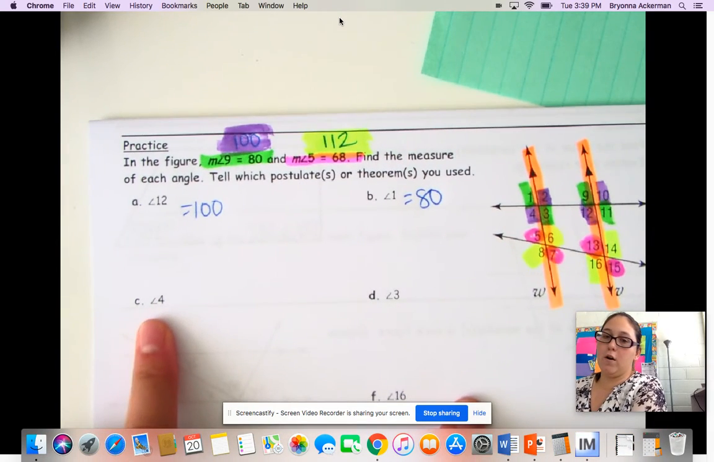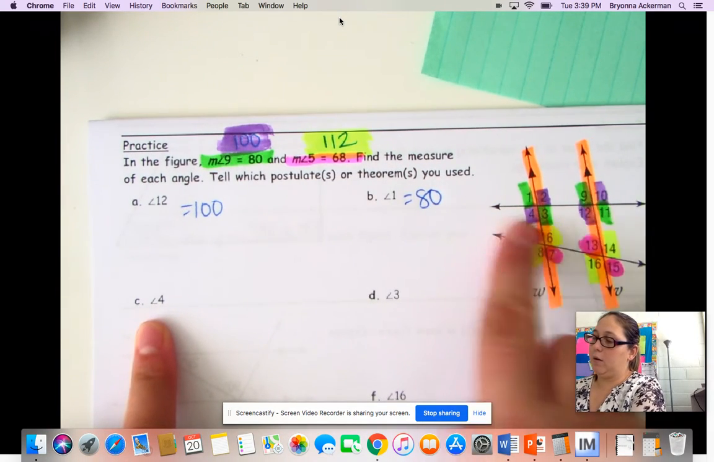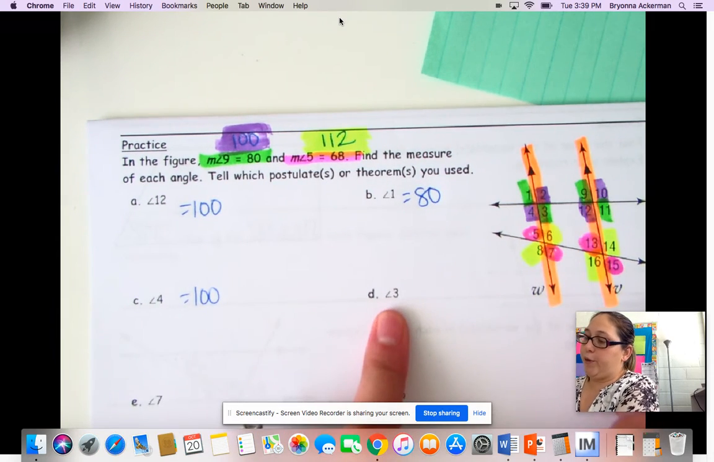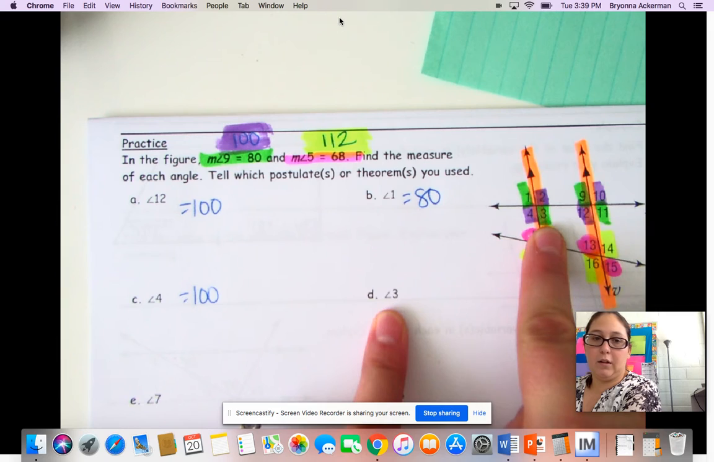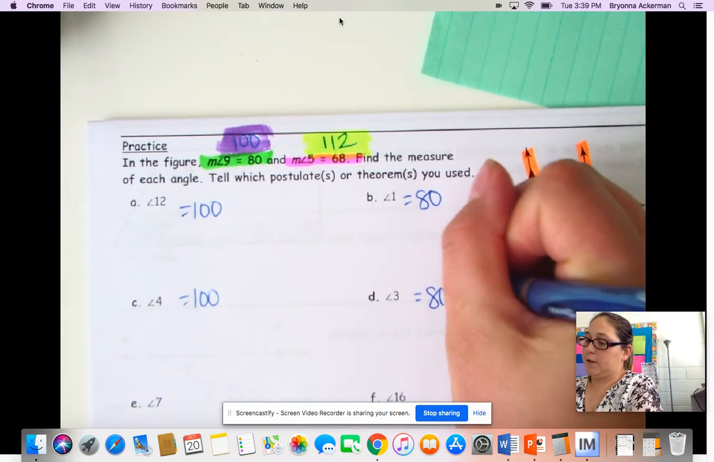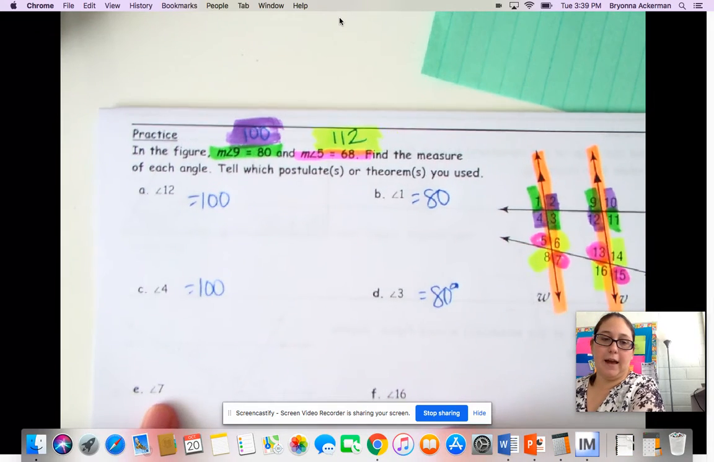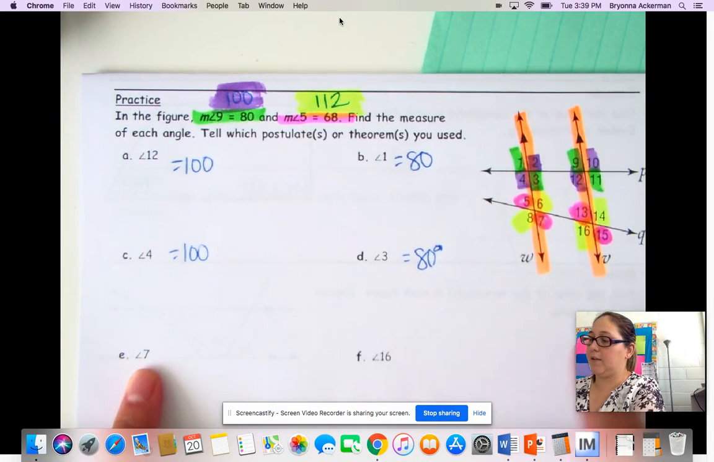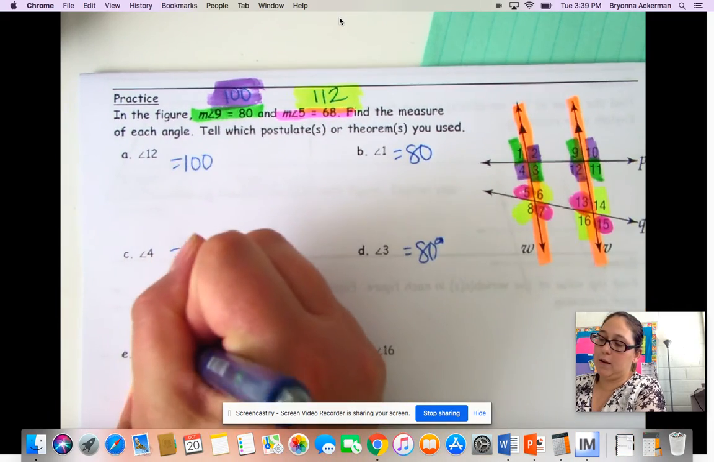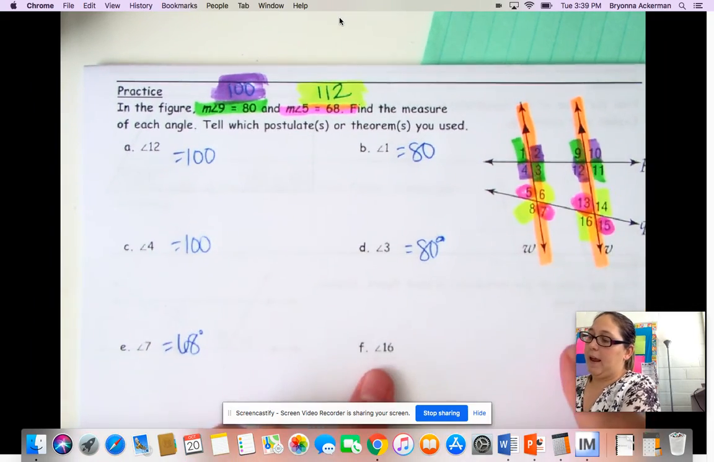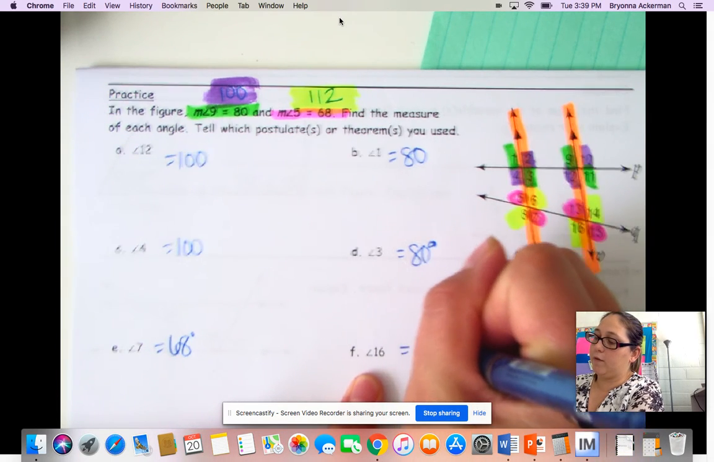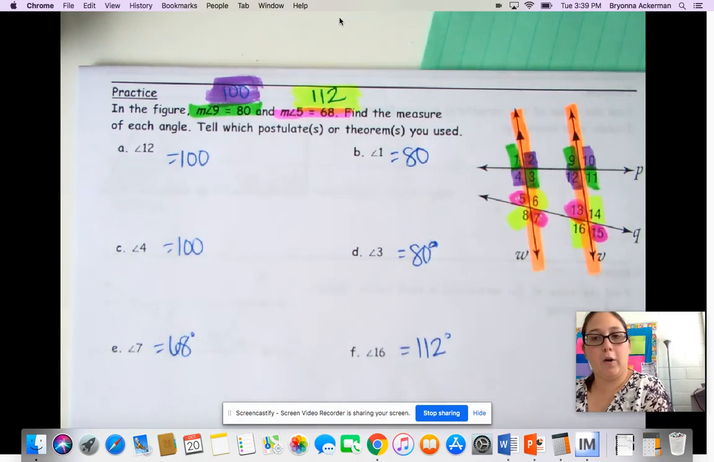Angle 4 is also purple. I know all my purples are 100. Angle 3 is green. All my greens are 80 degrees. Angle 7. Okay, where's angle 7? Angle 7 is pink. All my pink are 68. And then angle 16 is yellow. All my yellow was 112. So by color coordinating, you know.